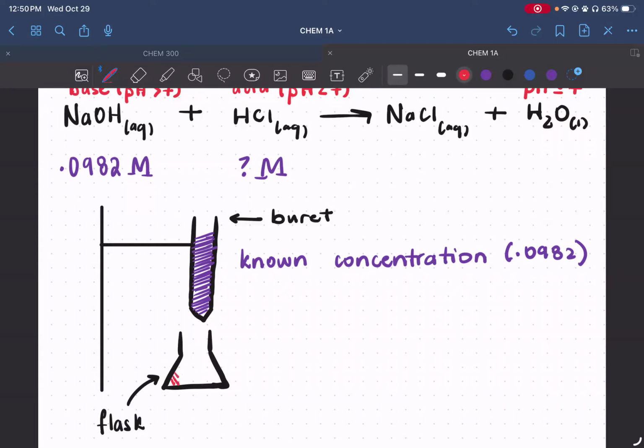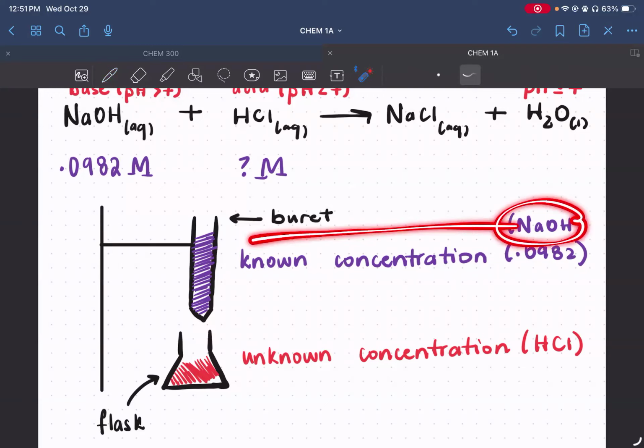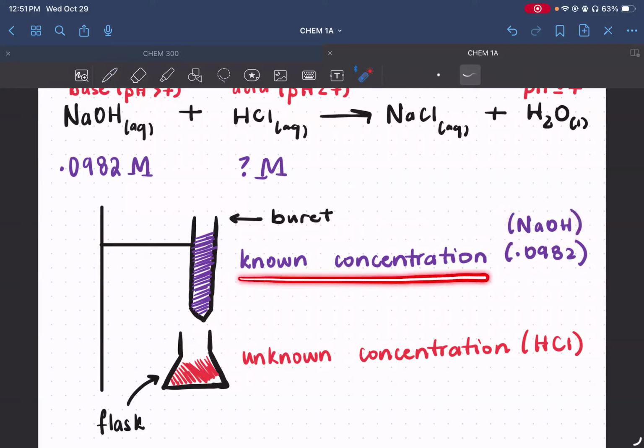The flask, on the other hand, contains our chemical of unknown concentration. That is how we know that the HCl will be found in the flask. And of course, the sodium hydroxide is in the burette. Recognize that depending on the reaction, depending on the experiment, you might know one or the other. So I don't want you to believe it will always be sodium hydroxide in the burette. It's the compound you know.